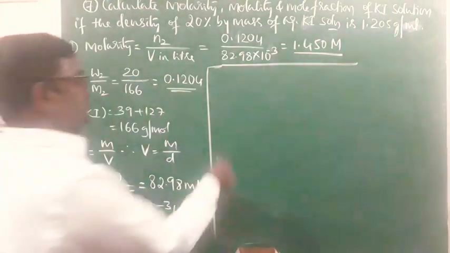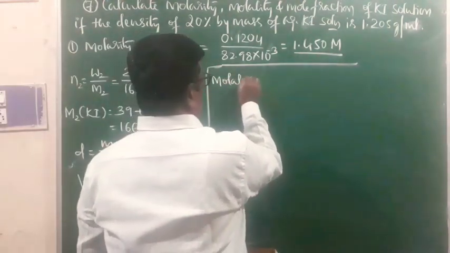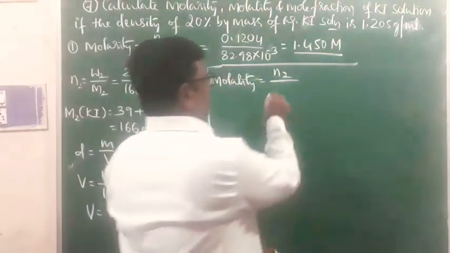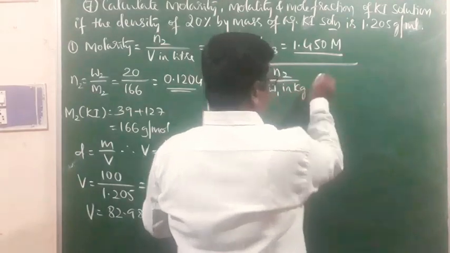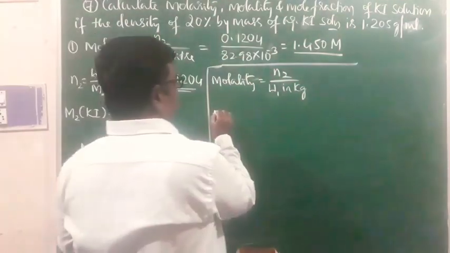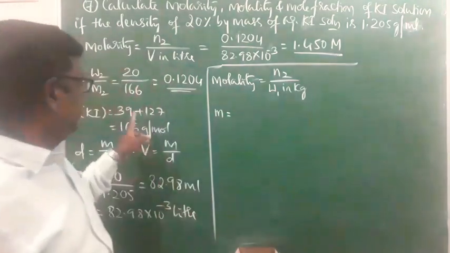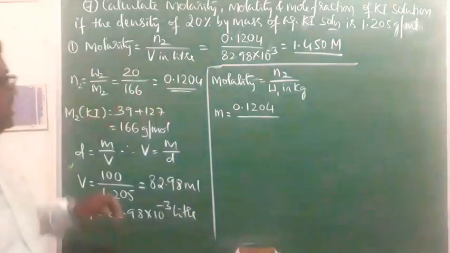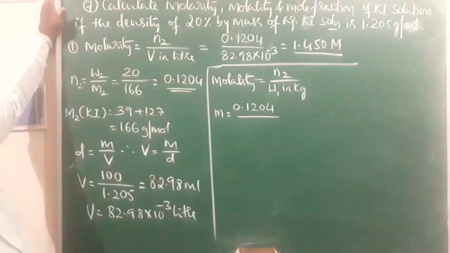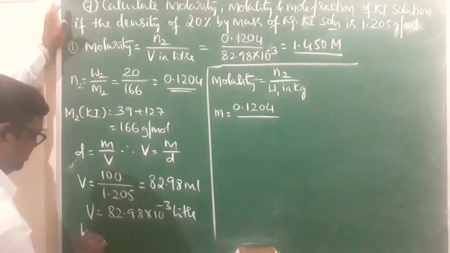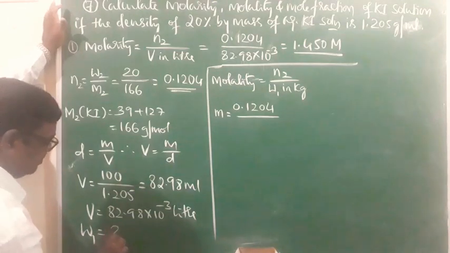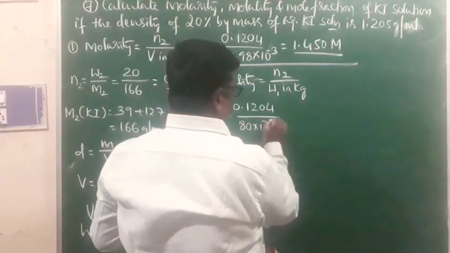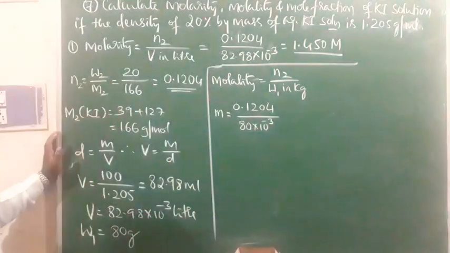Now calculate the other one: molality. Molality equals number of moles of solute divided by mass of solvent in kg. Therefore, molality equals the number of moles, 0.1204, divided by the mass of solvent. If 20% by mass is KI, how much is the mass of water? It is 80 grams, that is 80 into 10 to the power minus 3 kg.